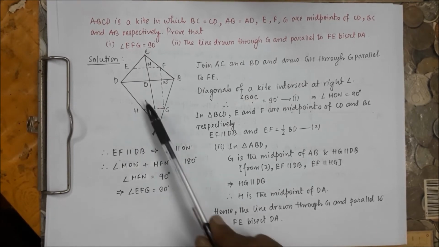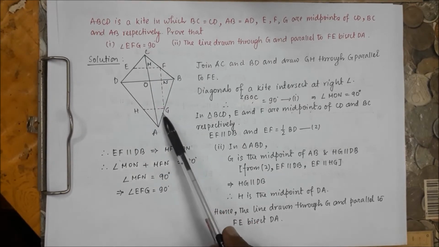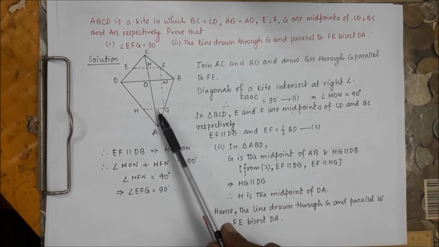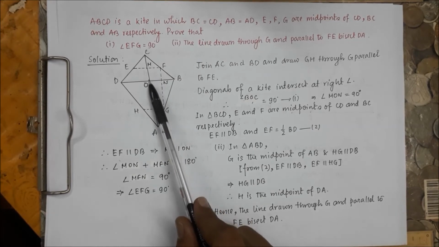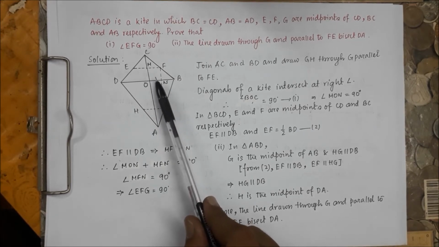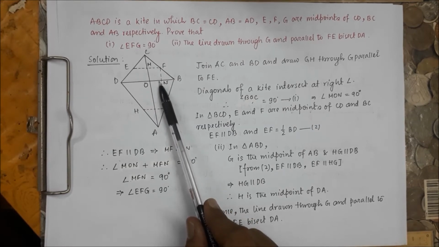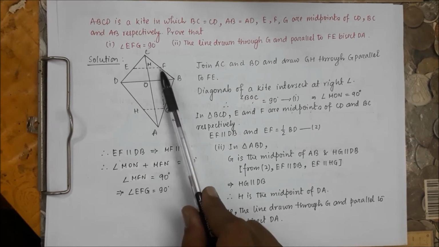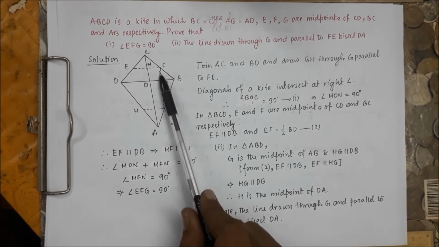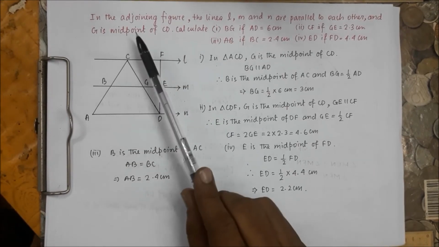Similarly, since EF is parallel to DB, MF is parallel to ON. Now, the sum of these two angles is equal to 90 degrees. Therefore, we can say that angle MFN is equal to 90 degrees. Therefore, angle EFG equals 90 degrees. Let us discuss another problem.